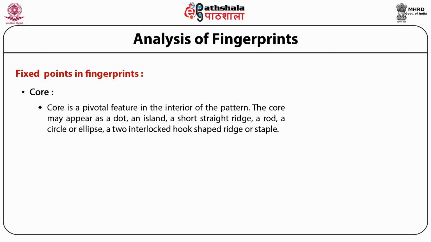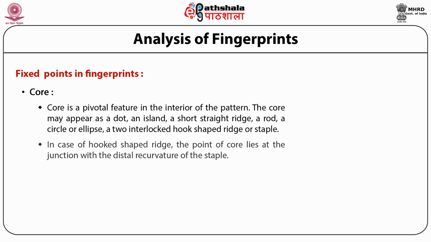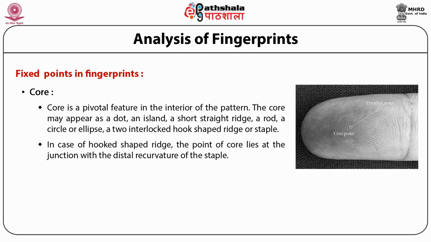In case of a single rod core, the distal tip of the rod is the point of core. With an uneven number of core rods in a core, it is the tip of the central one, and with an even number, the central pair is treated as a two-rod core. In case of a hook-shaped ridge, the point of core lies at the junction with the distal recurvature of the staple. The figure is showing you the core and tri-radial point.